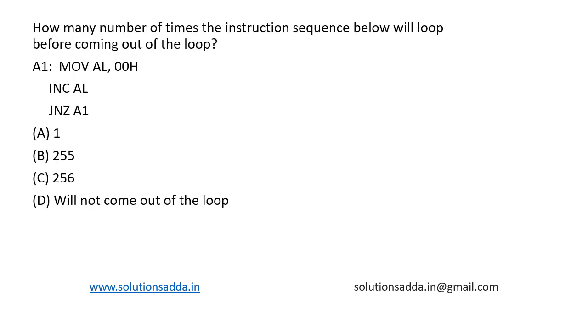This is a question from microprocessor. How many number of times the instruction sequence below will loop before coming out of the loop? And we are given this particular loop. So AL is 8-bit. That is the first point. Now what happens is AL is assigned a value of 0, 0, 0, 0, 0, 0, 0, 0.